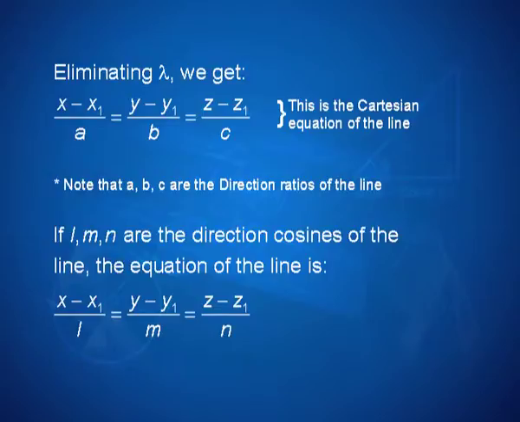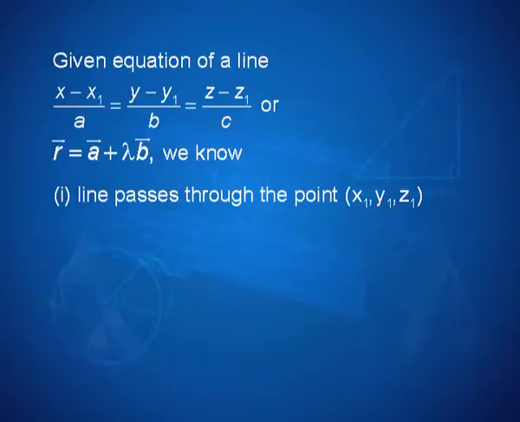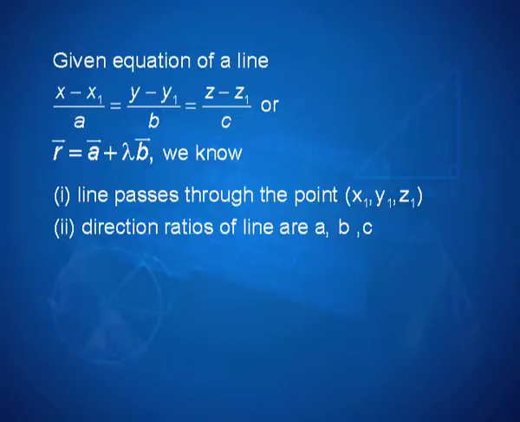Let us try to consolidate what we have talked about in this little section. If I have the equation of a line known in vector or in Cartesian form, there is certain information that is immediately available. What would they be? If I have the equation as x minus x1 by a, y minus y1 by b and z minus z1 by c, or vector r equal to vector a plus lambda times vector b, we immediately know a point through which the line passes, that is x1, y1, z1, and direction ratios of line are a, b, c.